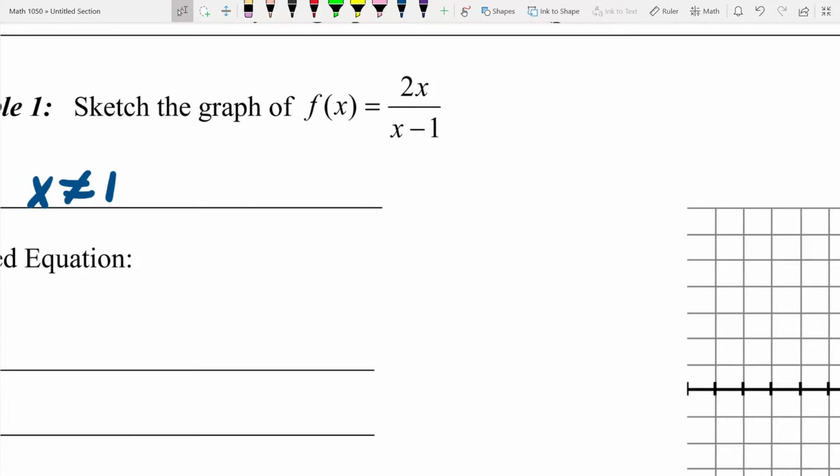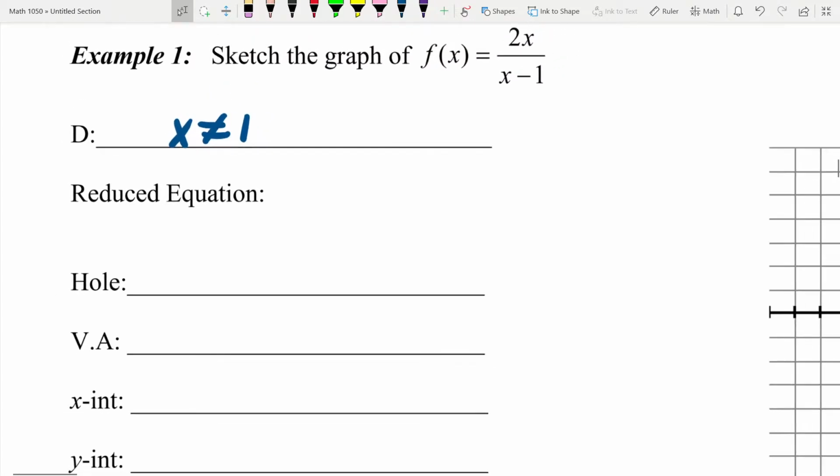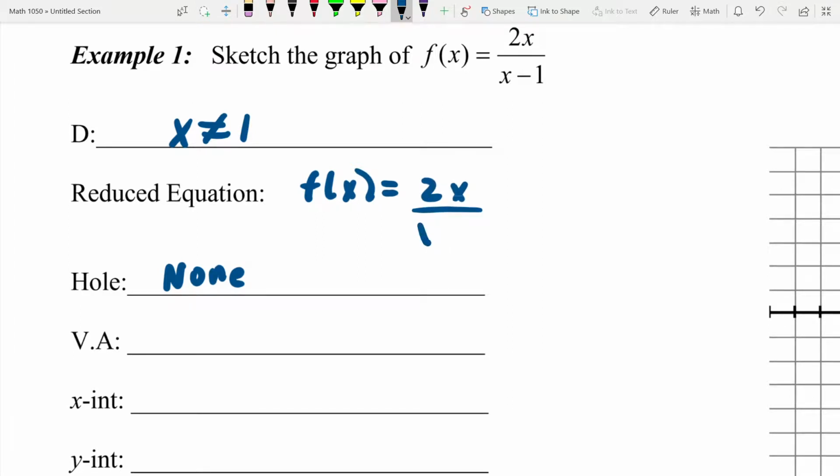Nothing reduces. So now we're down to step 4, which is to find the hole. Everybody tell me, what is the hole? There is no hole. Why is there no hole? Because nothing reduced, right? Easy. Step 5, find the reduced equation. Well, the reduced equation is going to be the same as the given equation because it doesn't reduce, right? So everybody write down f of x equals 2x over x minus 1, okay?